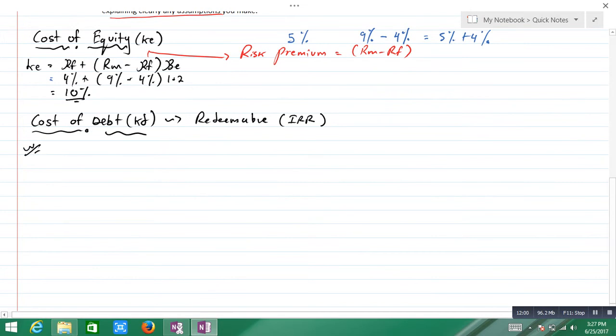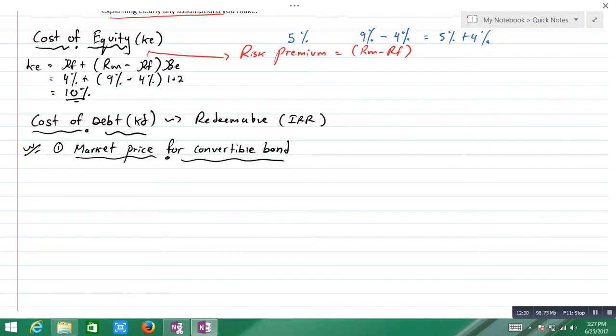Before we calculate our KD, working number one, we need to calculate the market price for the convertible bond. Like what I told you earlier when we went through the question, market value is given, but market price is not there. So that's a question mark here. How we normally calculate market value, it's going to be the same formula. We're going to reverse the formula here.